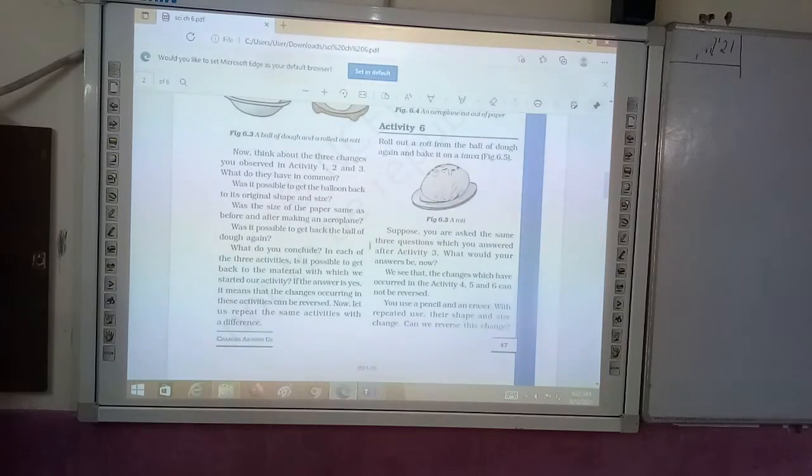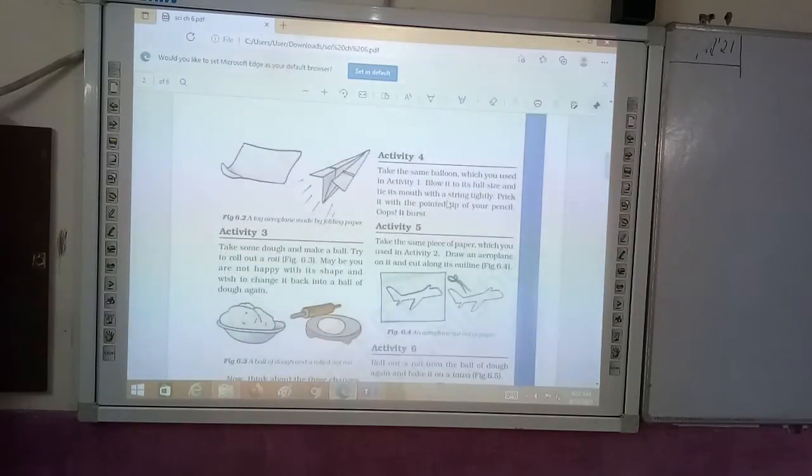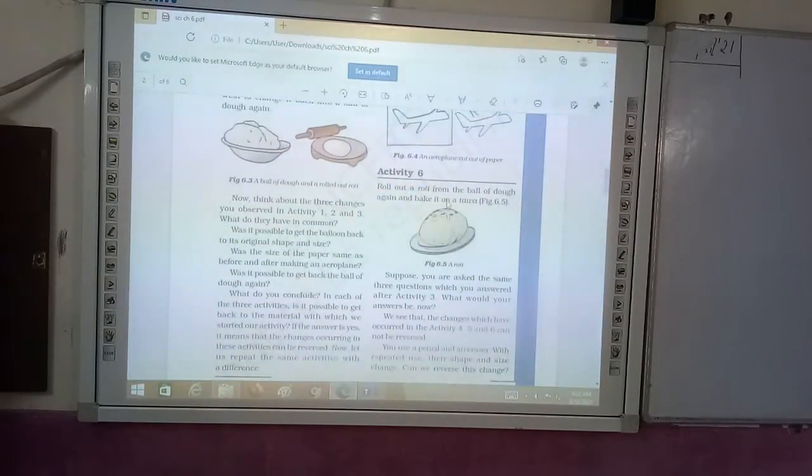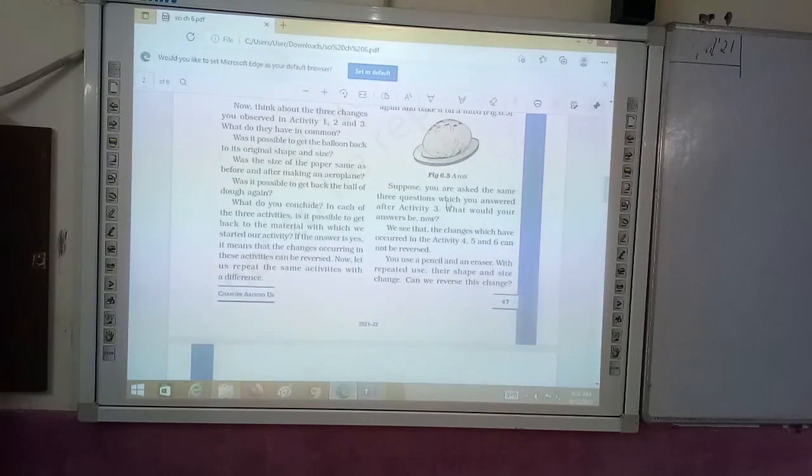It is possible in activity 3 के बाद जितने क्वेश्चन पूछे थे, it is possible to get back the same thing. ठीक है? But in activity 4, 5 and 6 it cannot be reversed. ठीक है? The changes which have occurred in activity 4, 5 and 6 cannot be reversed.